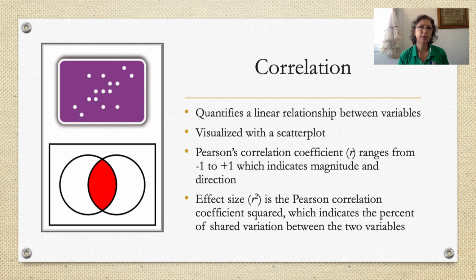Since we've already discussed correlations, this is somewhat of a recap. The correlation quantifies a linear relationship between variables. We use a scatter plot to visualize it. The Pearson's correlation coefficient, r, is used to indicate the magnitude and direction of the correlation, and it ranges from -1 to +1. And the effect size, r squared, or the coefficient of determination, is just the Pearson correlation coefficient squared. And it indicates the percent of shared variation between those two variables.